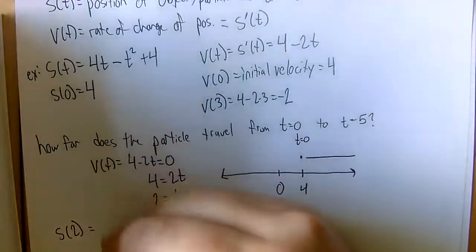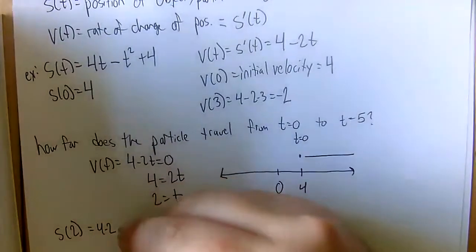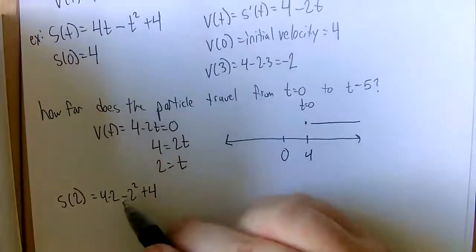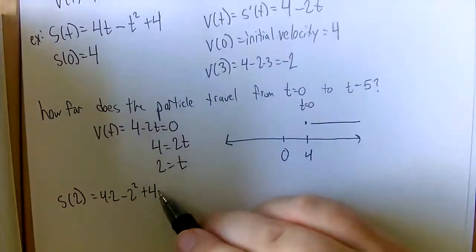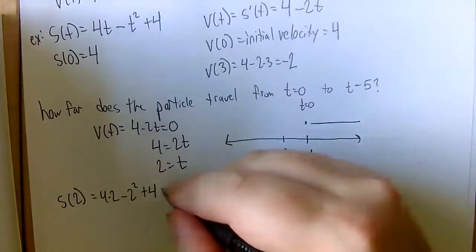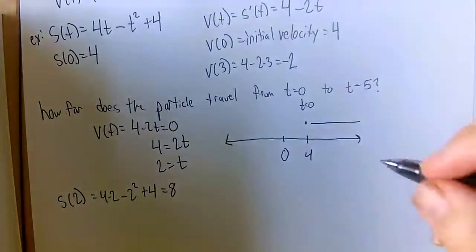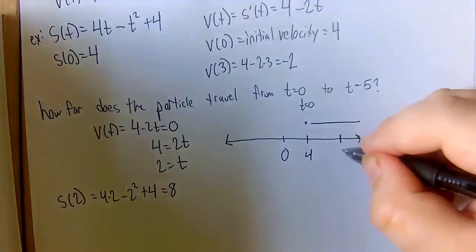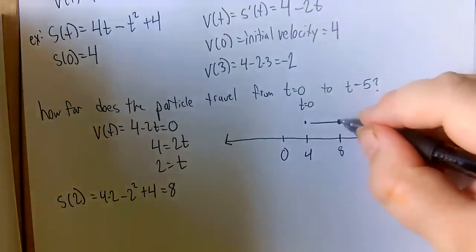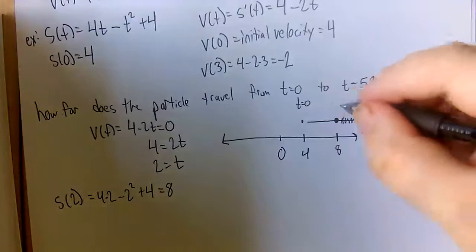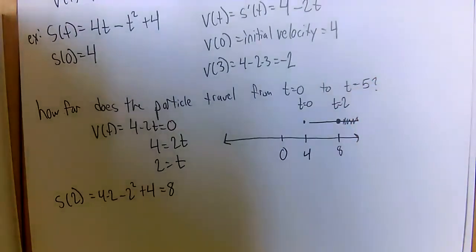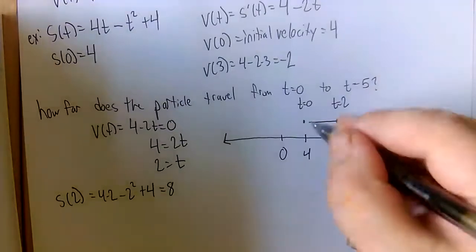Now, what position are we at t equals 2? Okay, well, we have 4 times 2 minus 2 squared plus 4. All right, well, this is -4 plus 4 is 0, and then we have 8 here. So it seems like we start at 4, and then at 8, which I shouldn't have drawn that far, we come to a stop right there. Our velocity is currently 0, so at that instant, we're not moving at all.